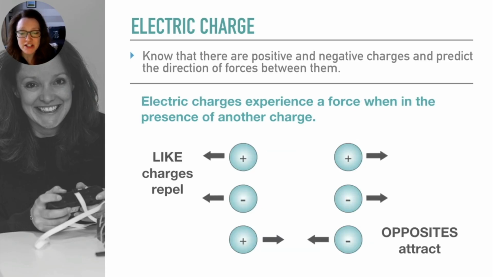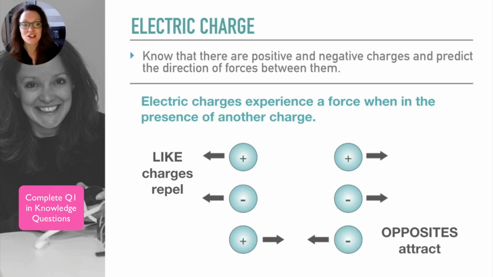We're still on the same learning objective. We've explained that there are positive and negative charges. We'd like to know the direction of force between them. It's really simple. Electric charges experience a force when in the presence of another charge. If we've got a positive charge here and a positive charge here, they're going to feel a force. Because they're the same, they repel each other. If we had a negative charge here and a negative charge here, because they're the same, they repel each other. So like charges repel. Positive and negative charges are different. They're opposite and they attract. So like charges repel and opposite charges attract.